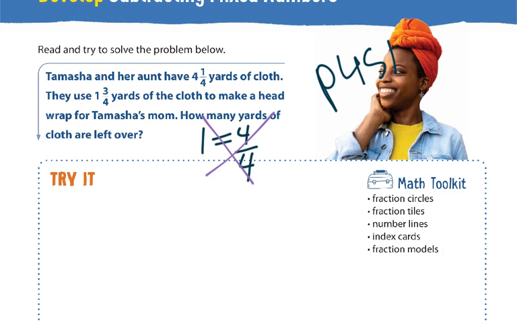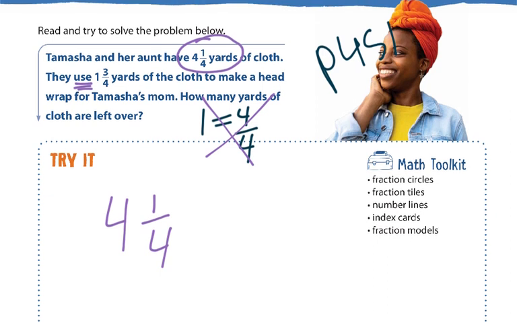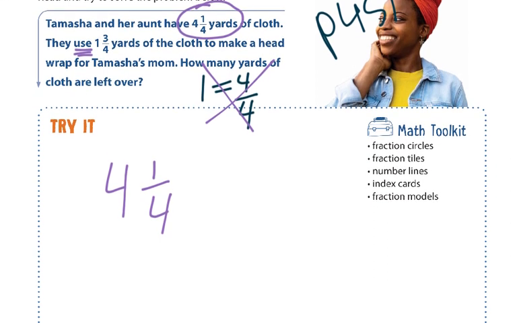So, Tamasha and her aunt have 4 1/4 yards of fabric. I'm going to put 4 1/4 yards of fabric. They use... that means, am I going to add or be subtracting on this one, Sawyer? Subtract. They use it up to make a cloth for her head.